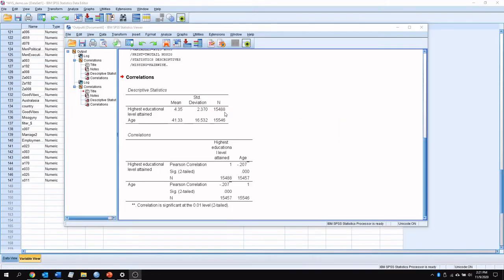All right, so back to our table here. We got a 0.2, so that's going to represent somewhere between a small and a medium relationship between those two variables.